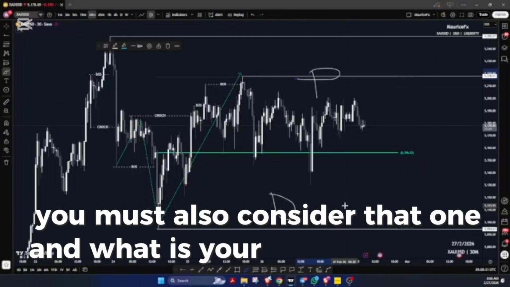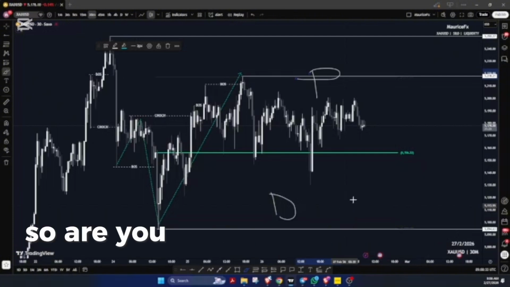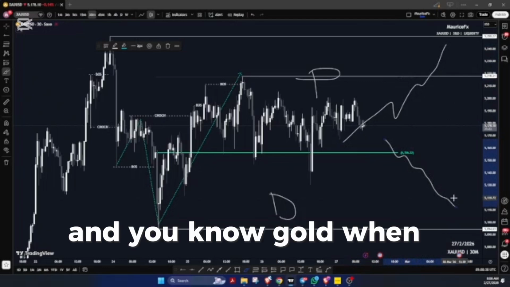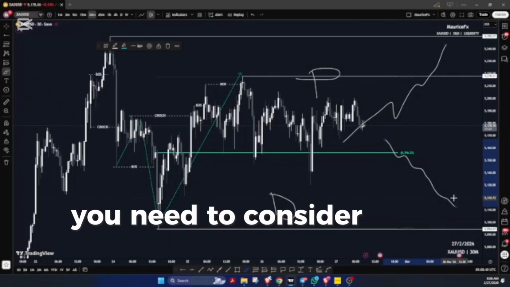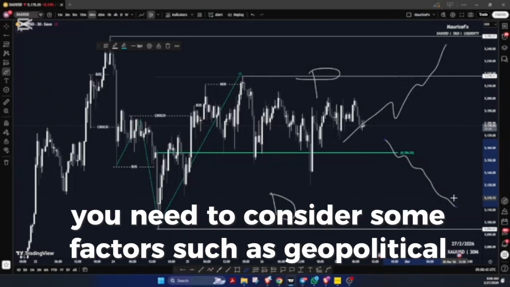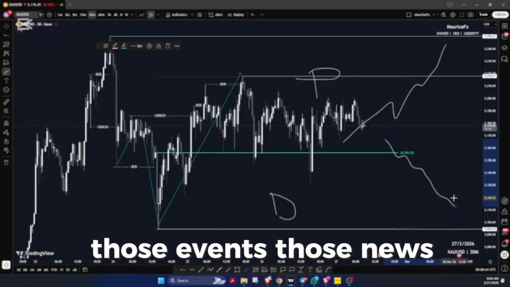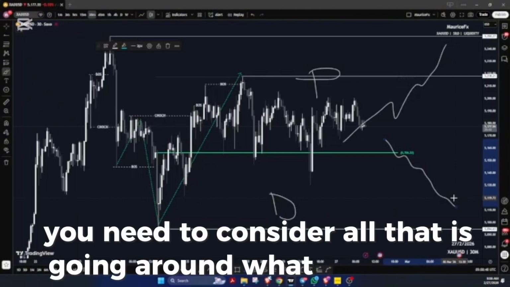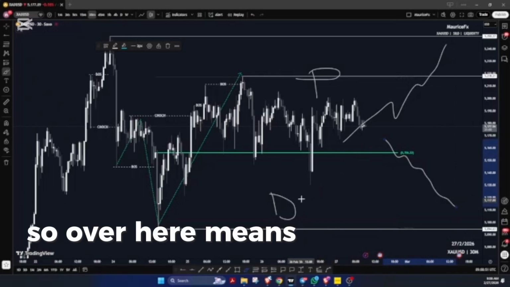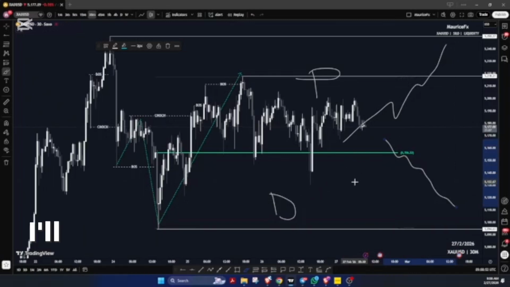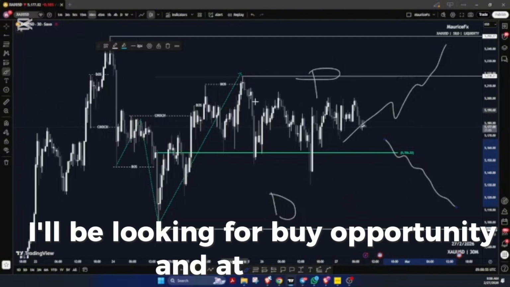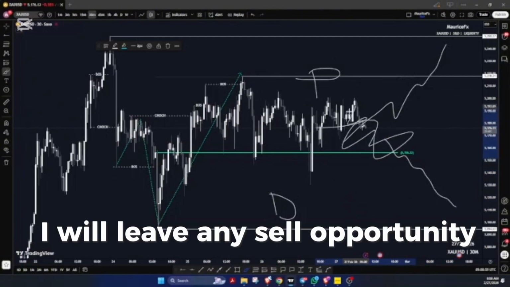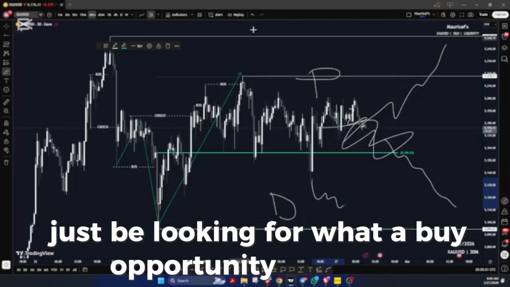And what is your direction for the day? Are you going to be looking for buy, or are you going to be looking for sell? And when it comes to trading gold, you need to consider some factors such as geopolitical events, those news. You need to consider all that is going around the market. So over here, anytime the market taps into this level, I'll be looking for a buying opportunity. And at this level, because I don't want to trade against the trend, I will leave any sell opportunity over here and just be looking for a buying opportunity over here.